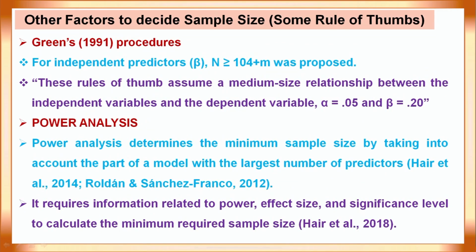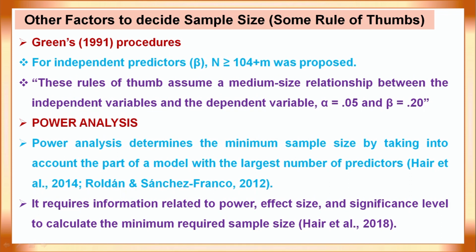Also, this Green procedure talks about the case where there are independent predictors. Instead of that, you can use a sample size greater than 104 plus m. But this particular rule assumes there is a medium size relationship between the independent and dependent variable, and the alpha, that means the type 1 error, is at the 0.05 level of significance, and the beta, that is the type 2 error, is at 20%. That means 80% power of the test is there.